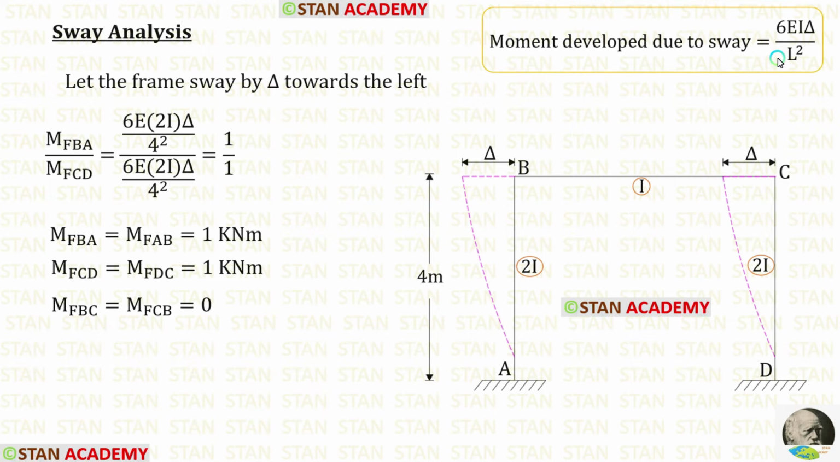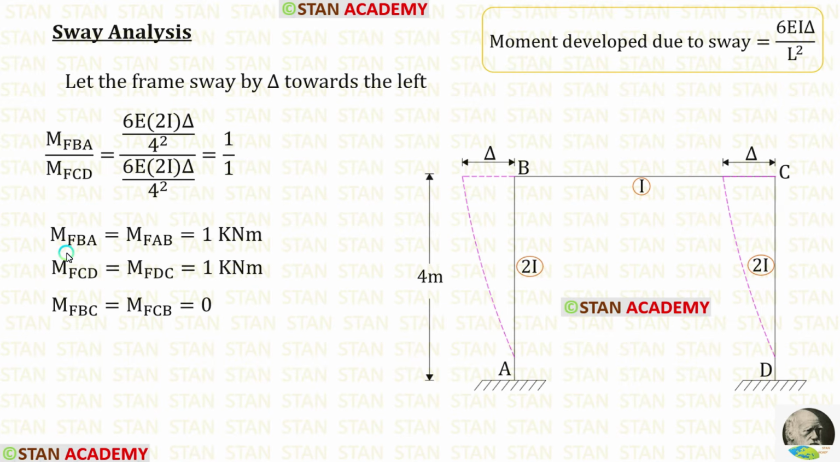The formula to find the moment developed due to sway is 6EI delta upon L square. Since the sway occurs towards the left side, the sway moments will be positive. Let us apply the values inside the formula. The moment of inertia in AB and CD is 2I. So instead of I, we have to apply 2I. Length of AB and CD is 4. Let us apply that. Finally, we are getting 1 upon 1.